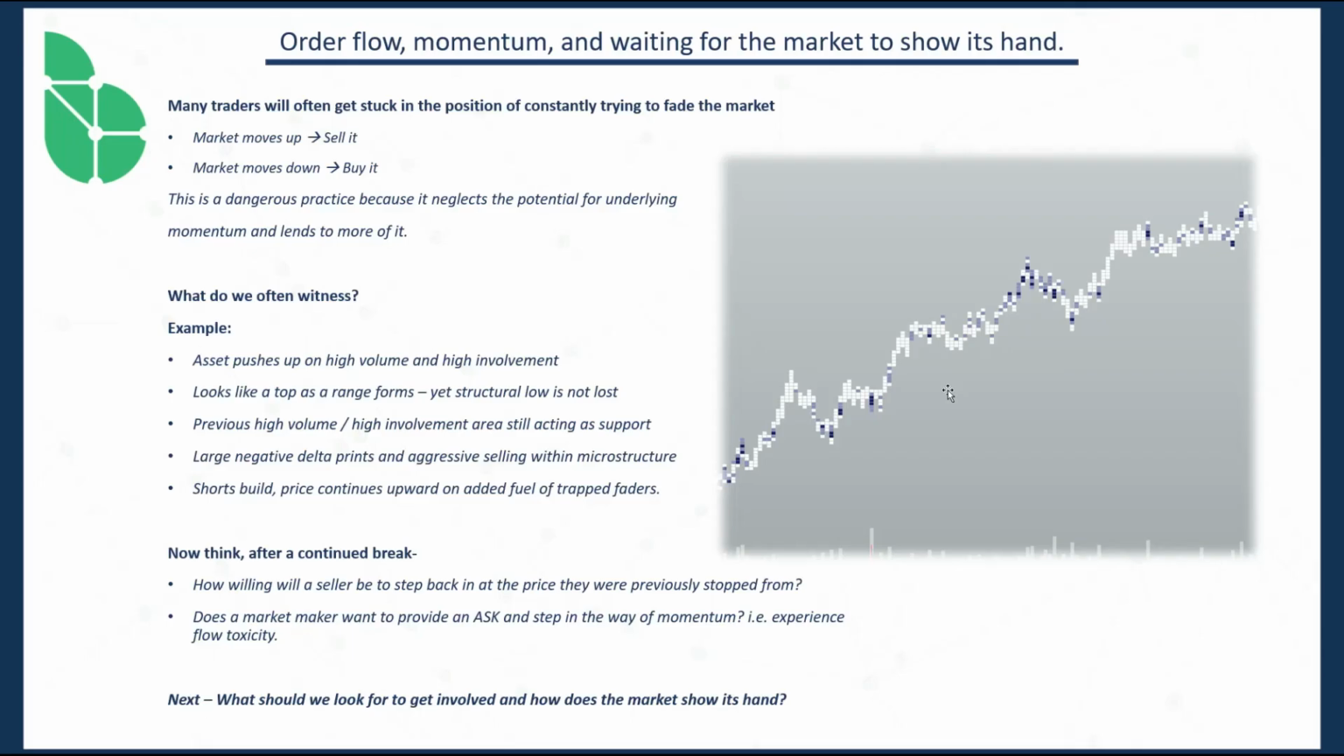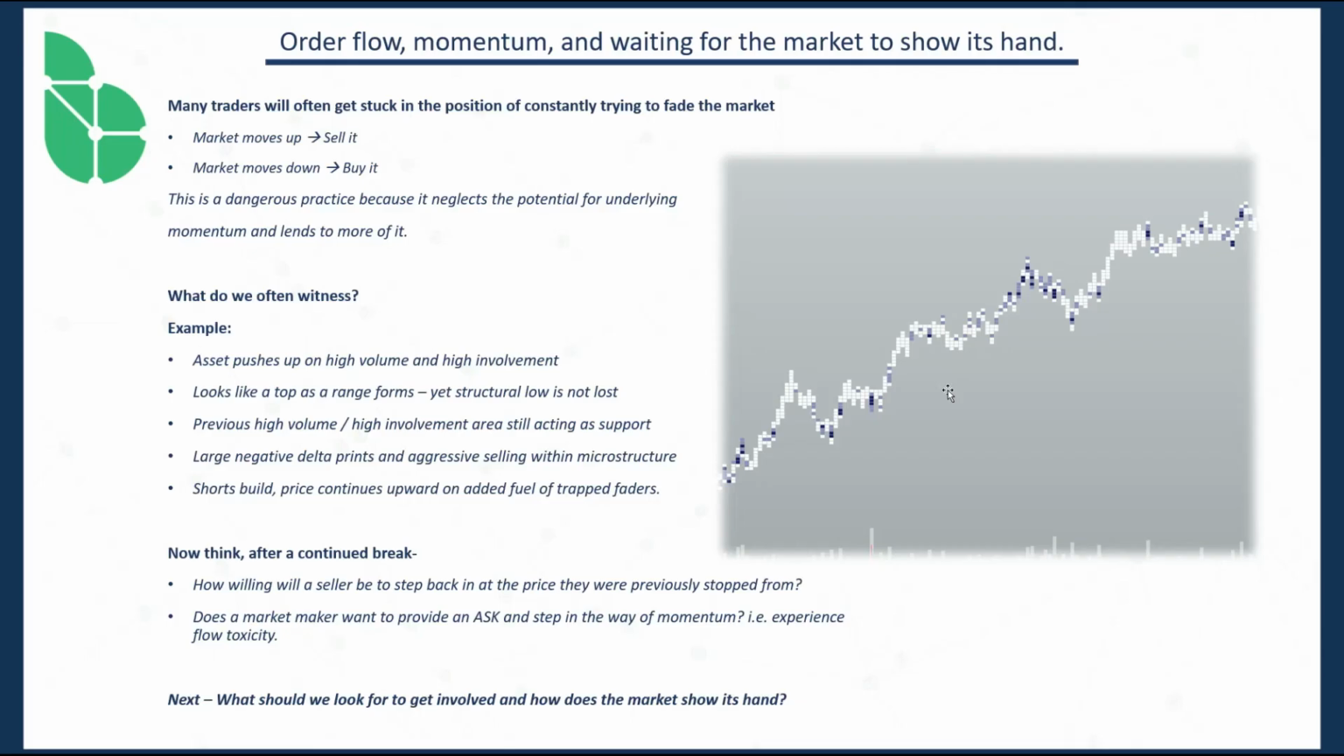And I'm going to show you at the end of this how you can set up your delta cluster, for example, to only identify really high periods of buying or selling. Really negative delta or really positive delta. So you're not getting mixed up with all that noise in between, because we're looking for extreme values. So an asset pushes up on high volume and high involvement. So it brings a lot of people into the market.